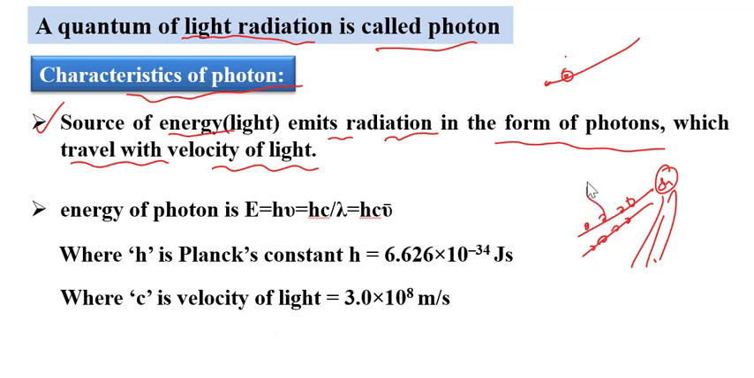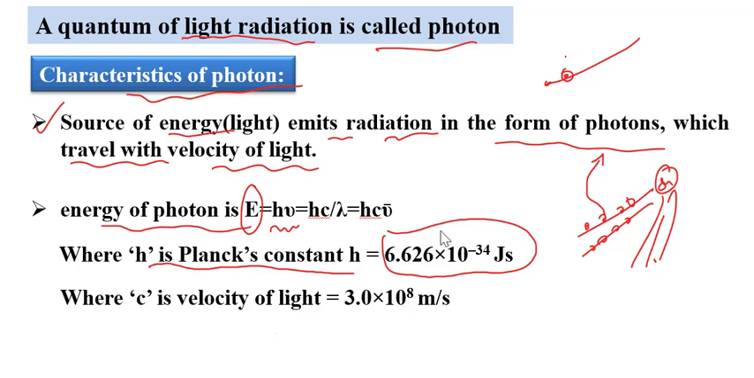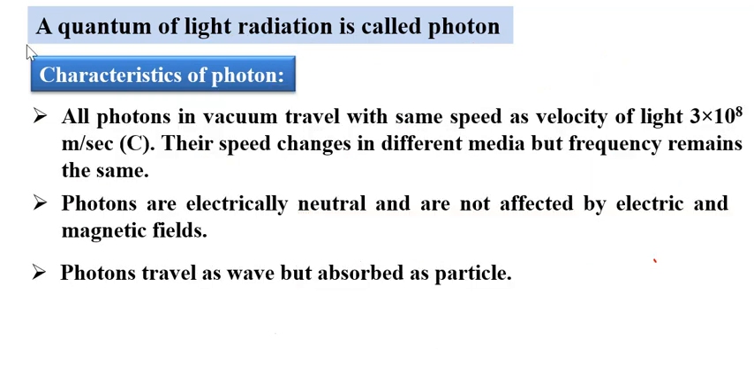The energy of a photon is E equal to h nu. Until now, E directly proportional to intensity was there, but now he is telling that E equals h nu. If nu is changing, obviously energy will change. Where h is the Planck constant, the h value is 6.626 into 10 power minus 34 joule second. Here c is the velocity of light, 3 into 10 power 8 meters per second. Right? See, a quantum of light radiation is called a photon.